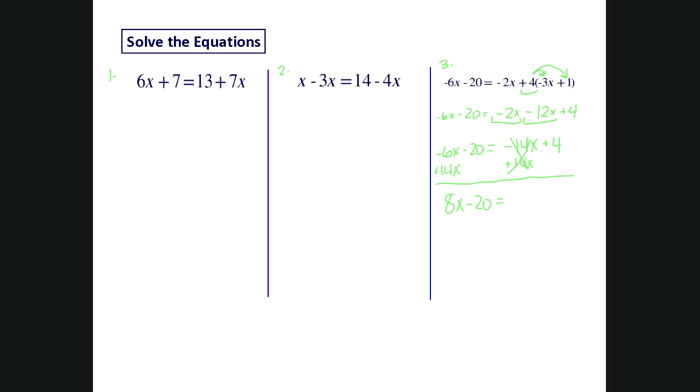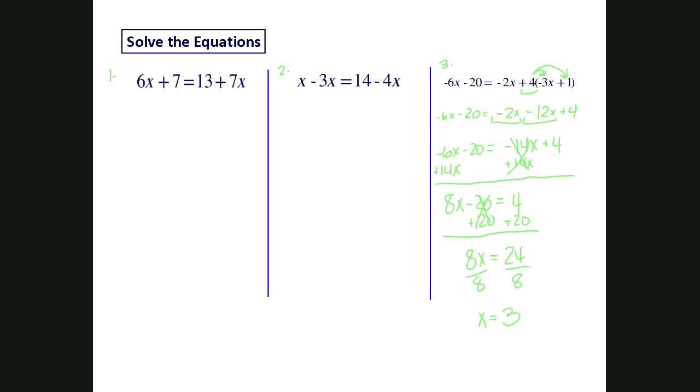Those cancel out and I get a equals 4 over here still. Add 20 to both sides. I'm working on getting x by itself. So I have 8x equals 24. The last step is to divide both sides by 8. And 24 divided by 8 is 3.